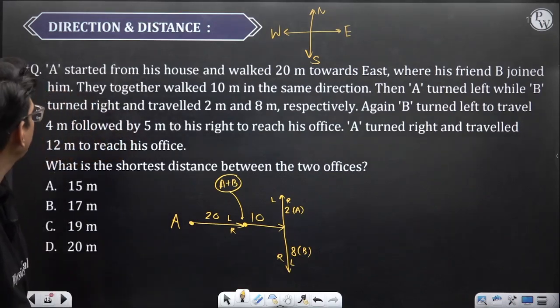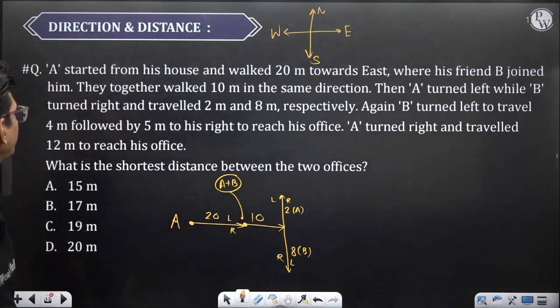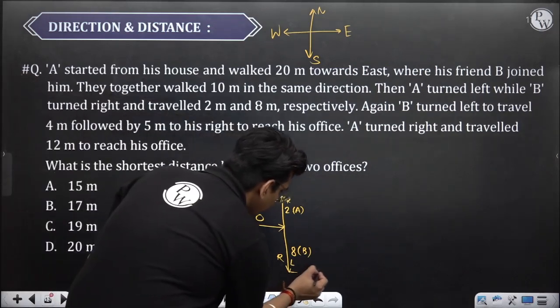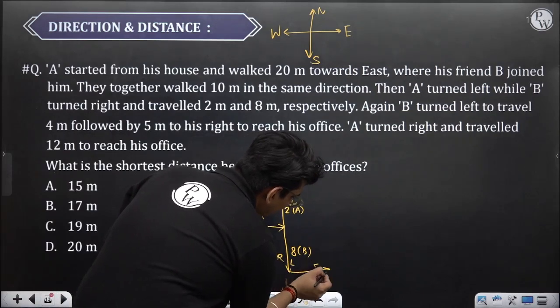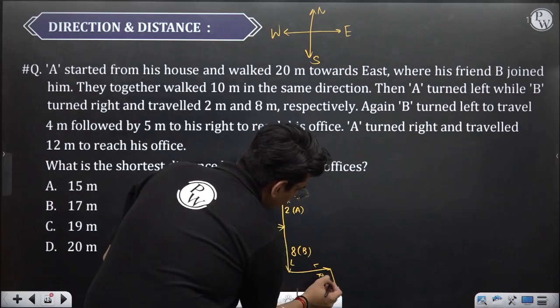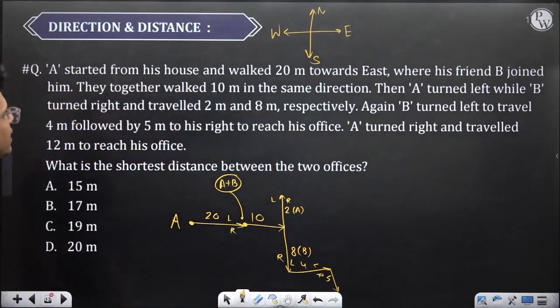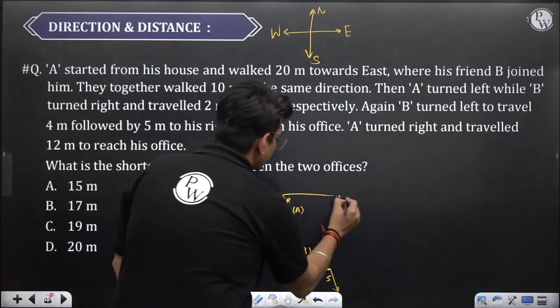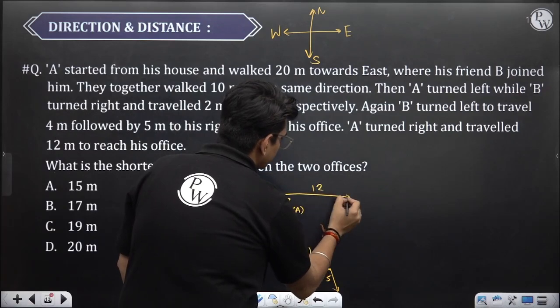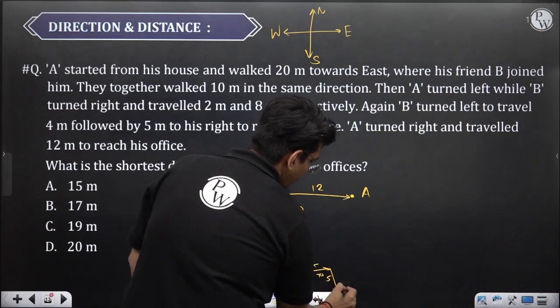Again, B turned to left and traveled 4 meters, followed by 5 meters to his right. So this is 4. Again, right, left. This is 5. What else? A turned to his right and traveled 12. This is the final position of A. This is the final position of B.